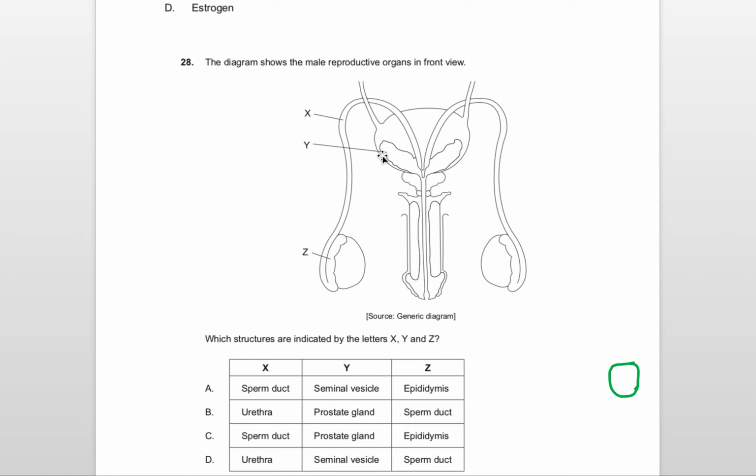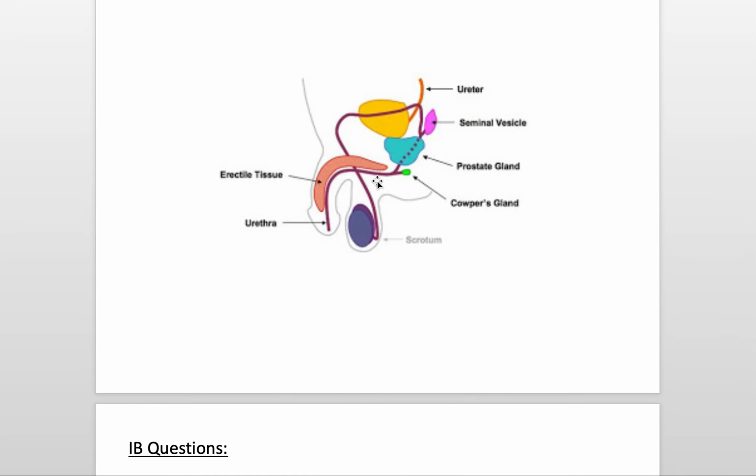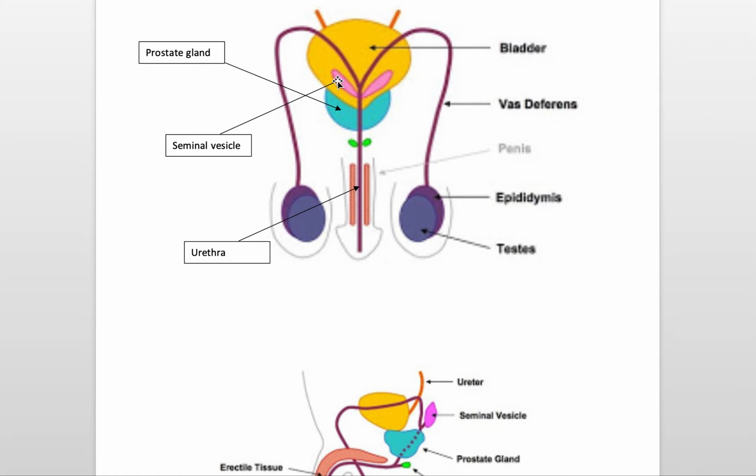So why is it the seminal vesicle rather than the prostate gland? You can see here, seminal vesicle is a good name, a good way to remember it, because semen, it helps to make semen. It's going to make stuff that's going to join with the sperm to make semen. So that's why, you see, seminal vesicle.